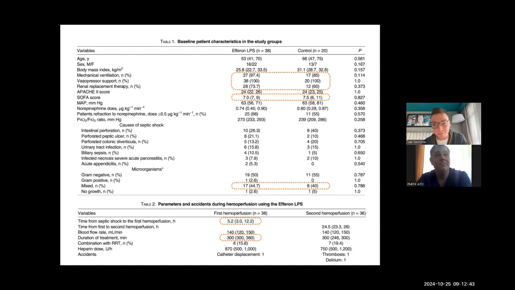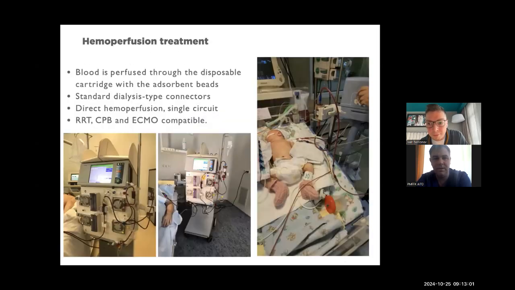Anyone else? Okay, then I have questions. I'd like to ask you whether you have a cartridge for children, but you answered it in the lecture. We do not treat children here in our hospital, but it will be great if ICUs for children can use this cartridge also.